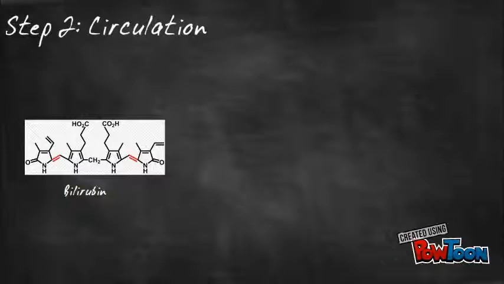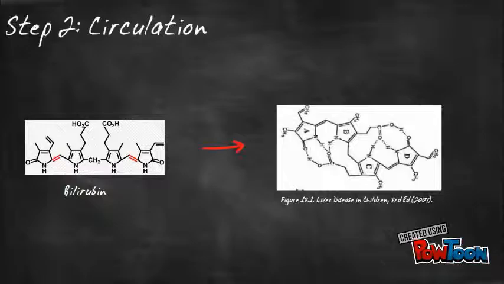Bilirubin now has to circulate in the bloodstream. It does not remain linear. It undergoes extensive internal hydrogen bonding, which shields the polar propionic acid side chains, making the resulting molecule nonpolar, or in other words, poorly soluble in water.